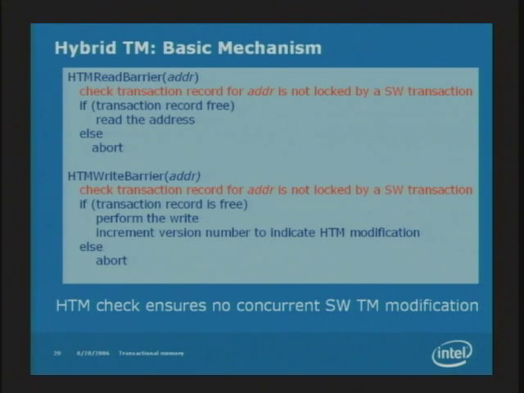Essentially, what this is saying is you do the mechanism that the software transaction uses for detecting conflicts. So in the example that I used, when you increment a version number, another software transaction knows that it needs to abort. The hardware transaction does the same thing.